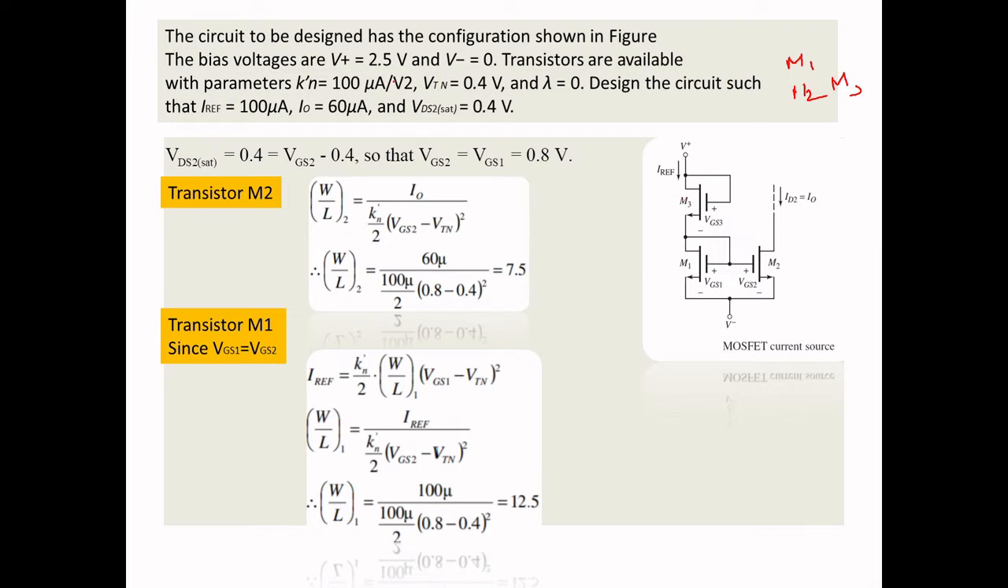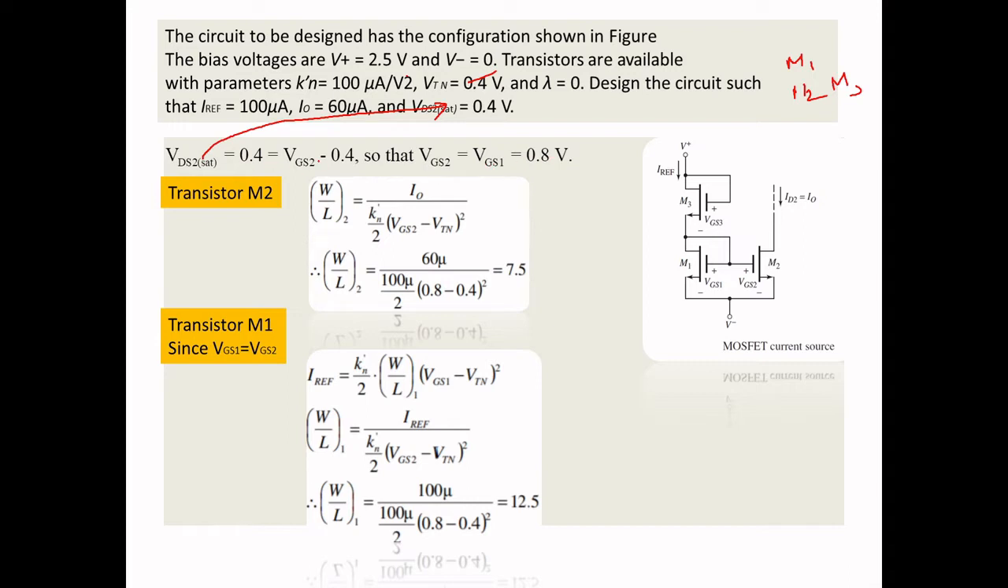So these are the transistor parameters given here, and you want to design the circuit for these values: IREF equal to 100 microamps, output current equal to 60 microamps, and VDS2 saturation equal to 0.4 voltage. So we know that VDS2 saturation equals 0.4. The basic formula is VGS2 minus VTN, that is VGS2 minus your threshold voltage. You will get VGS2 equal to VGS1 equal to 0.8 voltage.